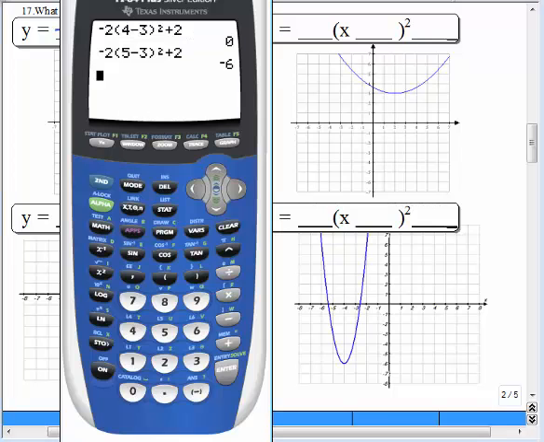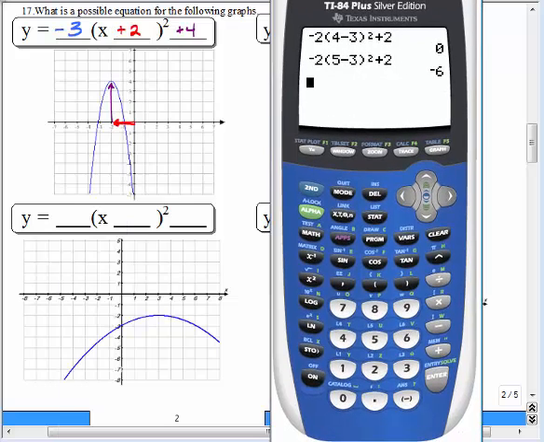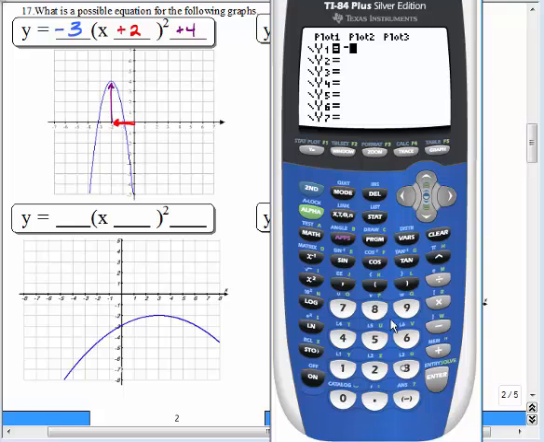And with each one of these, you should probably check it in your calculator, and we'll do this some more to practice it, but you should go to y equals and type it in just like you think the equation is to see if it matches. So x plus 2 squared plus 4, and then graph it.